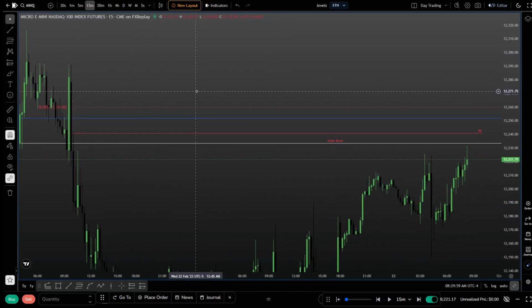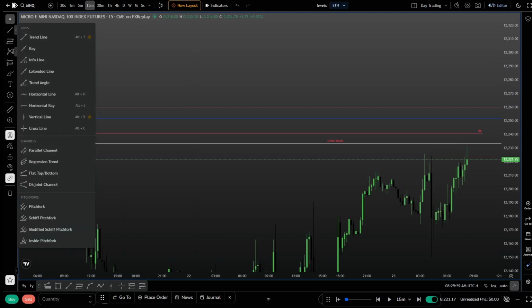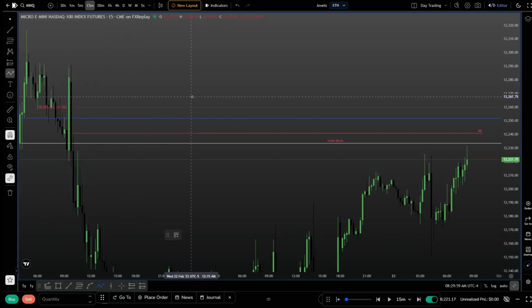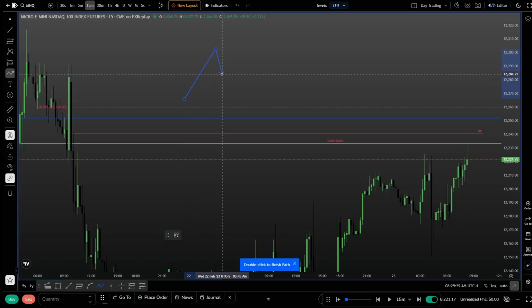So what is a breaker? I'm going to show you what it looks like here. A breaker is this pattern. Let me find it. A breaker is this, a bearish one. So I'm wanting shorts right now. We're very much in a premium. I want to see us go down. So a breaker is this.